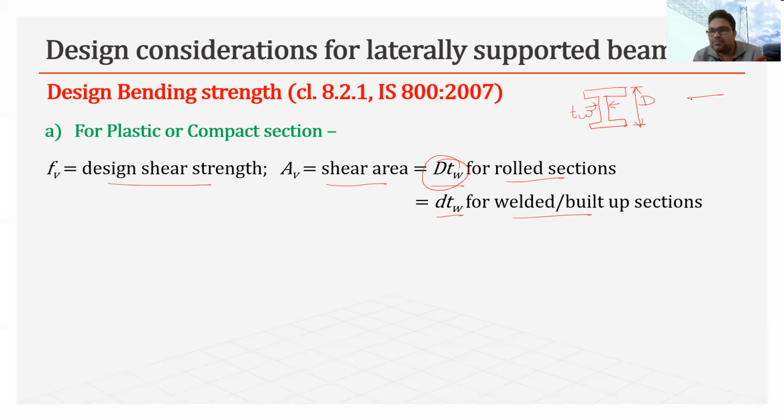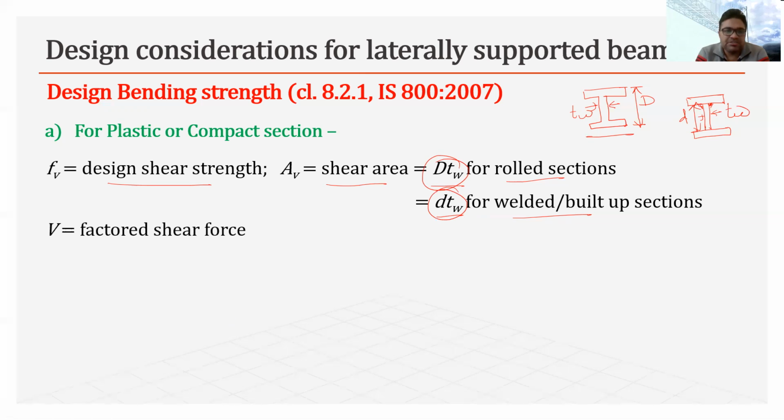Now for built up section, generally we make them by connecting plates using welded connection. So in that case, this will be D, and this will be tw. So this is how we calculate this AV. I will discuss more about this AV in the slide when we will be discussing the design shear strength in more detail.